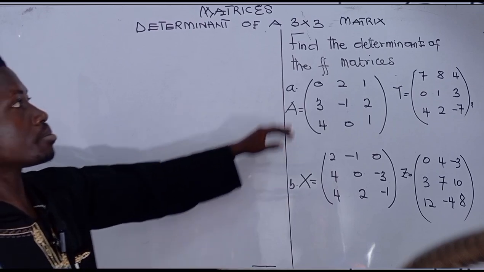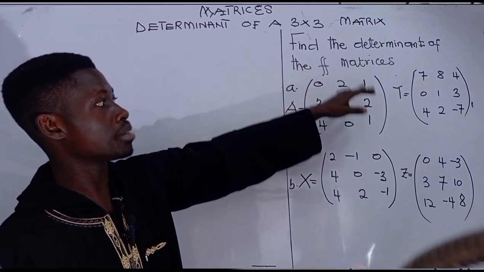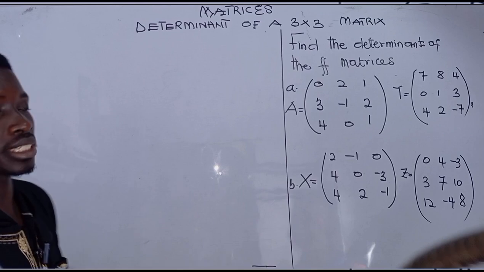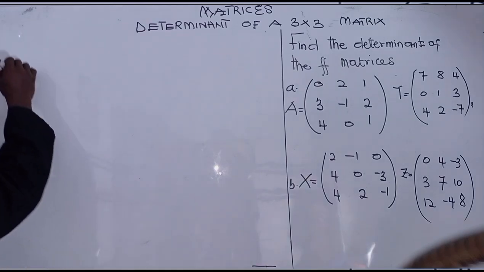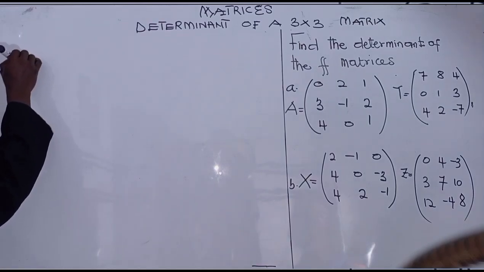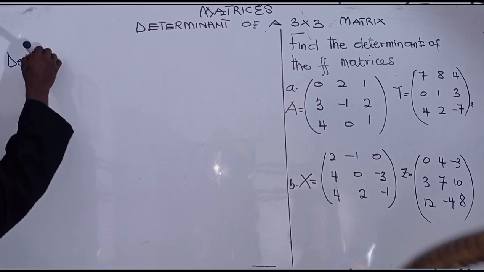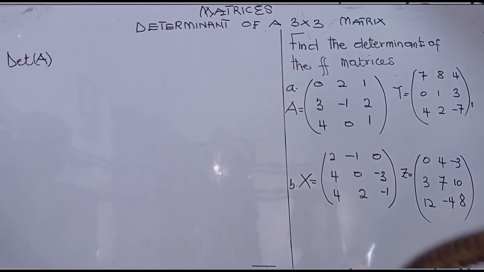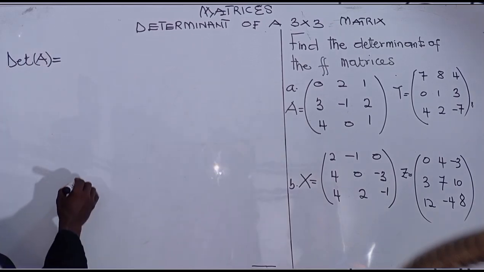So we have our example. We want to find the determinants of the following matrices. So let's start with matrix A. So we want to find the determinant of what? Matrix A. So in doing that, let me rewrite this matrix here.